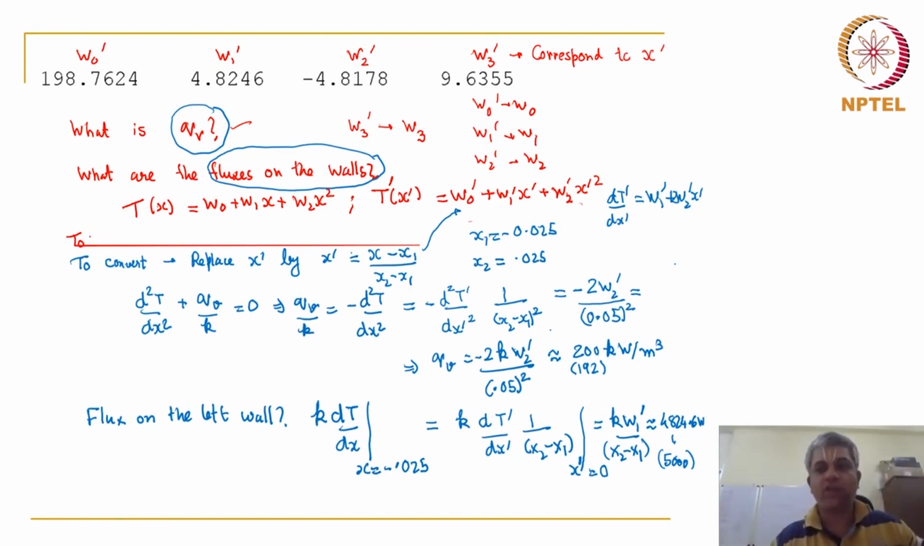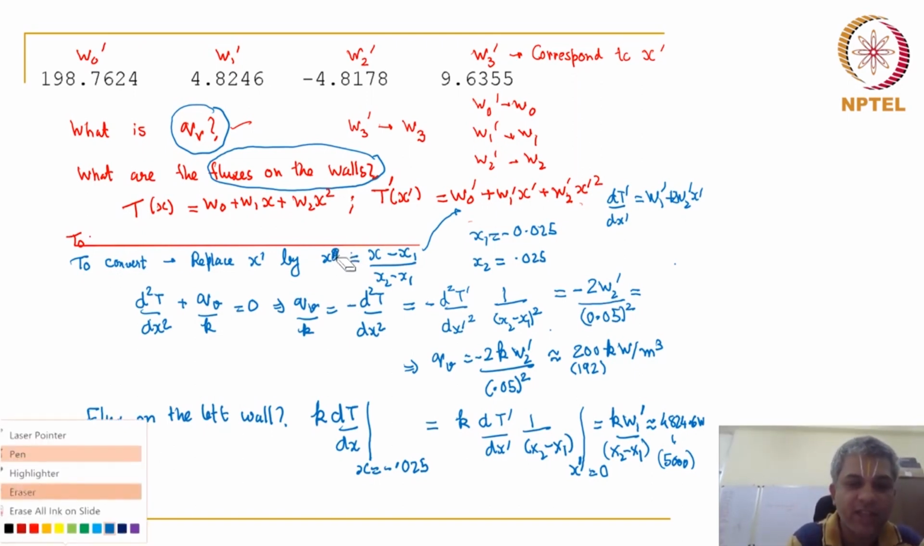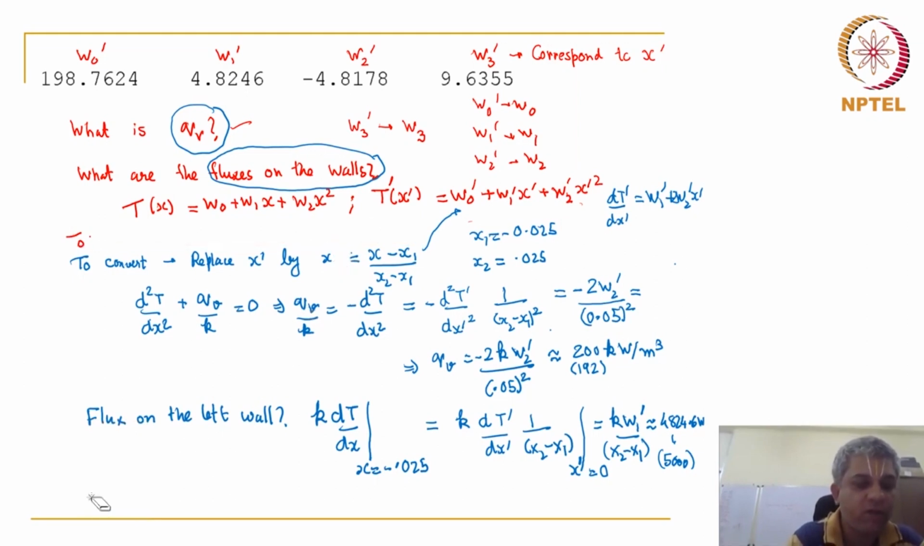Even if you don't transform it to the original domain, you can find out the relationship between this derivative and the original derivative, etc., and calculate it. You can also, as somebody pointed out, convert x prime to x. There are other clever ways of doing it. For example, I could try and match T at x equal to minus 0.025 with T prime at x equal to 0, and that will give me W0. Anyway, that's irrelevant. Most importantly, you should be able to find out our quantities of interest.